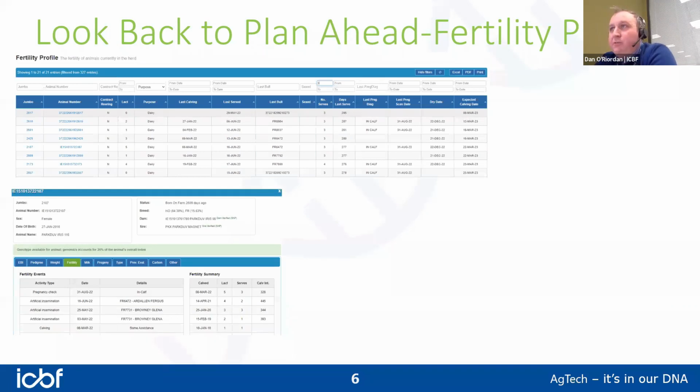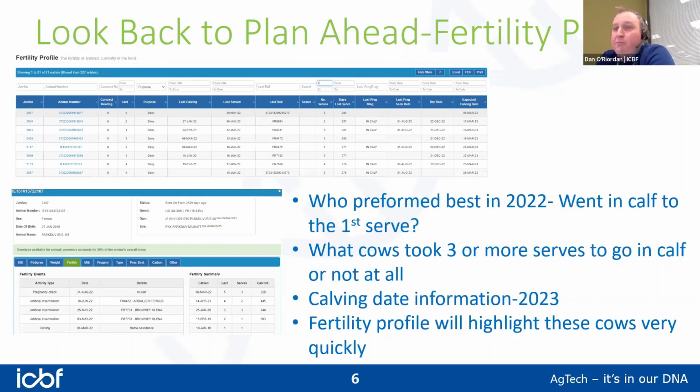So to plan ahead, I suppose we need to look back, and maybe I need to look back at the fertility performance from last year. Look, the fertility profile there, we can look back now and see what cows went in calf for the first serve last year, for example. That's all available on the fertility profile.